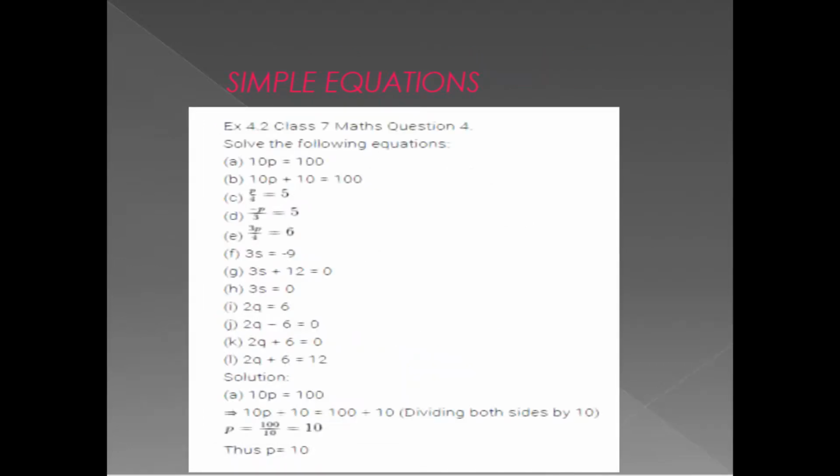Now moving to question number 4, solve the equations. We have been given the equation as 10p is equal to 100. Now 10p, again 10 is in the multiplication, we'll do dividing by 10. That is 10p divided by 10 is equal to 100 divided by 10. P is equal to 100 by 10, so answer of P is 10.